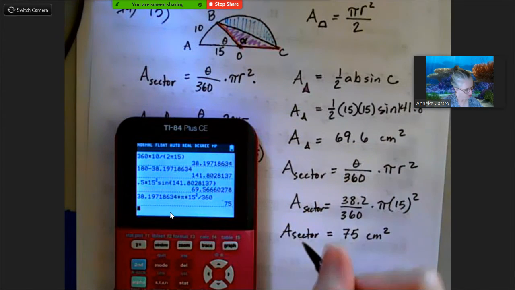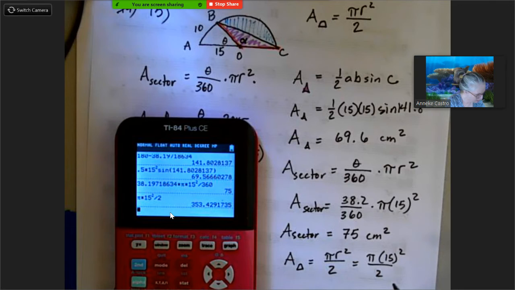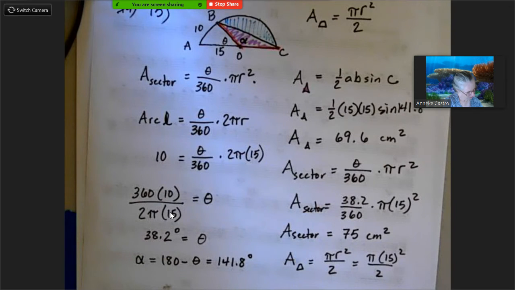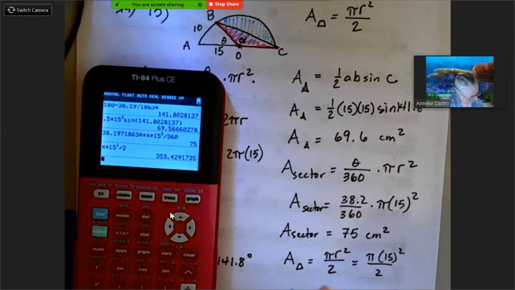All right, now I've got the whole semicircle. I've got to get the area of my semicircle. So the area of my semicircle is pi r squared divided by 2. I'm going to save myself some space and just do it right here to the side. So pi times 15 squared divided by 2. And I get 353.42. Does that seem reasonable? Yeah, I think so. Pi r squared divided by 2. So my area of my semicircle is equal to 353.